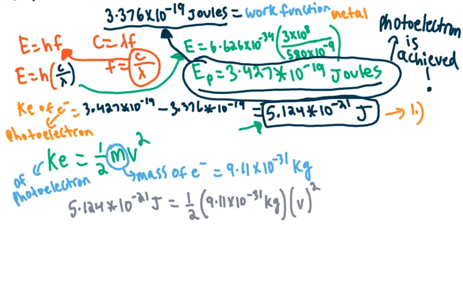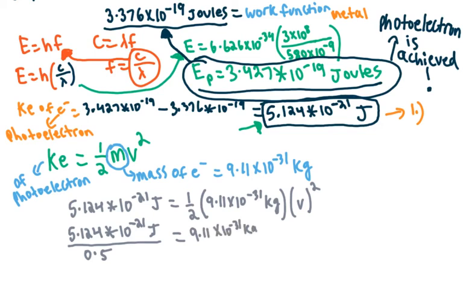Now this is just a simple algebraic equation. Let's divide by 0.5 on both sides to get rid of the 1/2. So it's going to be 5.124 times 10 to the negative 21st joules, divided by 0.5, or 1/2, equals 9.11 times 10 to the negative 31st kilograms times velocity squared.